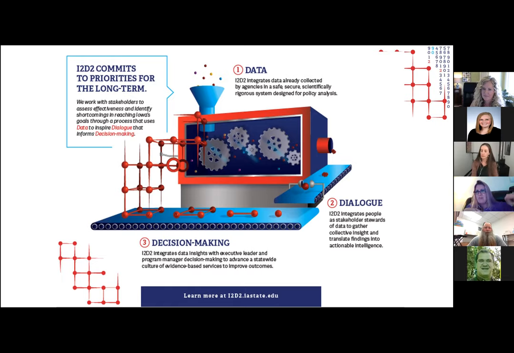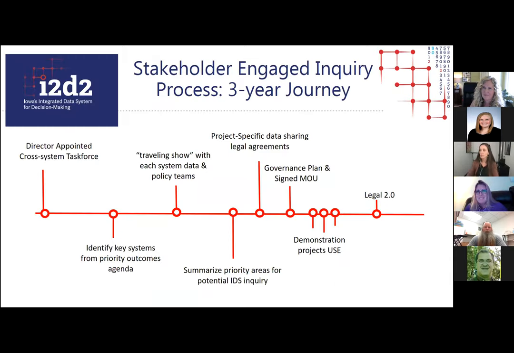The idea is that we have built a system where we can then continue to look at those data and see what the results of that decision-making can support. I didn't put years on this, but almost paralleling the timeline that Amy shared from 2017 through to now, we really spent a lot of time in stakeholder engagement. We had a director-appointed task force with representatives from each of the different agencies to help us really formulate the plan, identifying the systems. We spent a lot of time meeting with data and policy people.